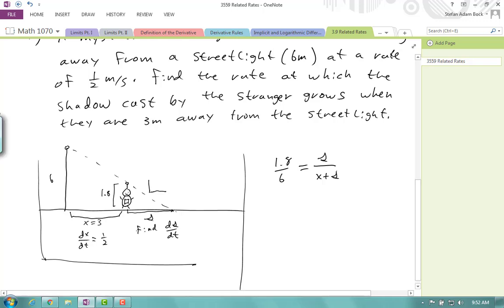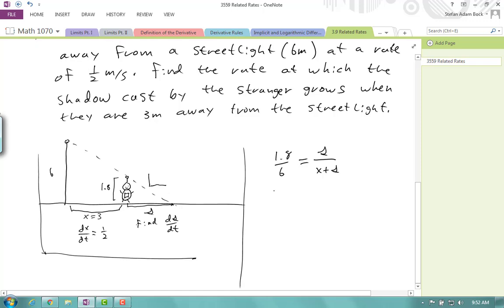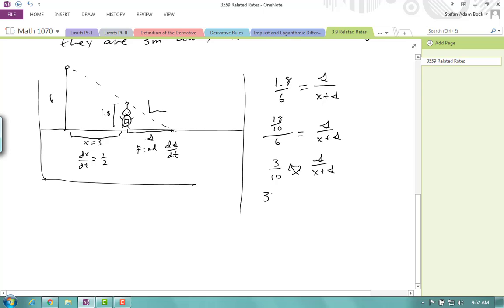For example, my stranger is not changing in height, hopefully, and my street light is not changing in height. I can simplify this a little bit. I have 18 divided by 10 all over 6 equals s over x plus s, which means I have 3 over 10 equal to s over x plus s, and I'll cross multiply to get 3x plus 3s equals 10s, or 3x equals 7s.